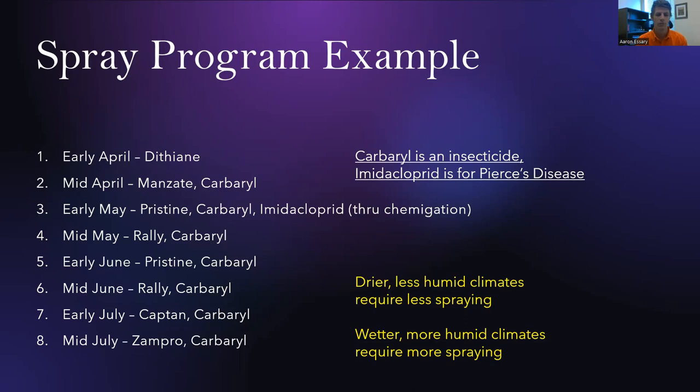But I would do an imidacloprid through chemigation if you want. That's through your irrigation line. You can actually pump it through a Venturi pump through your irrigation system, and it gets taken up through the roots systemically. So that one, imidacloprid, is put through the irrigation lines.